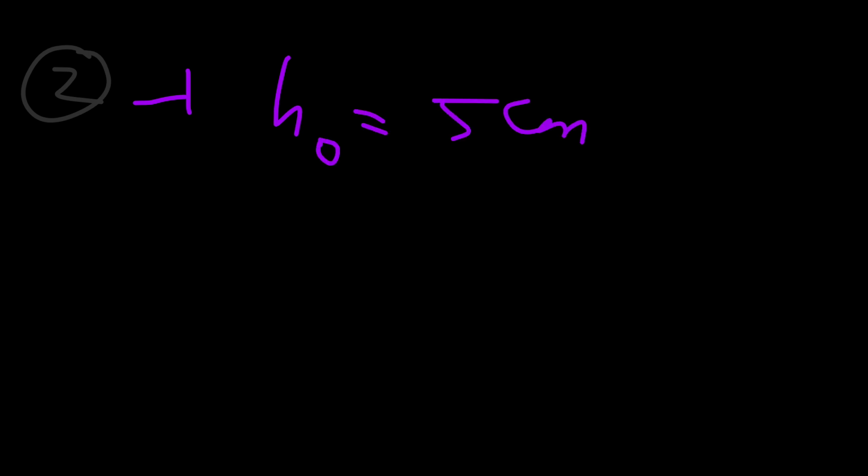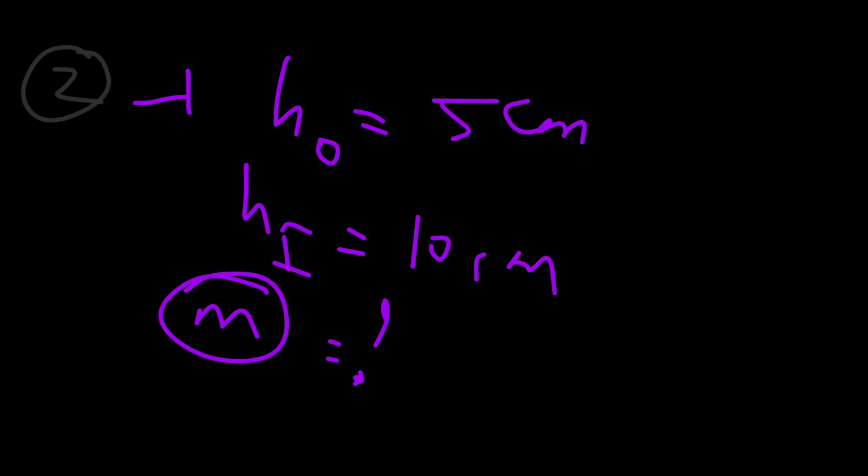Next question. Question number 2. An object of height 5 centimeters forms an image of height 10 centimeters. Find the magnification. It's equal to question mark. So this is the question they asked. Right? You need to find the magnification. It's a very simple question.